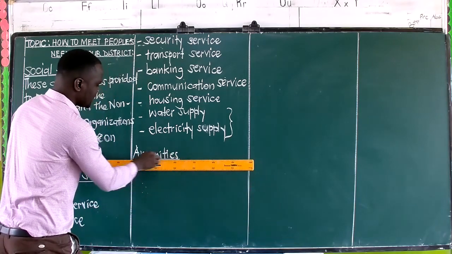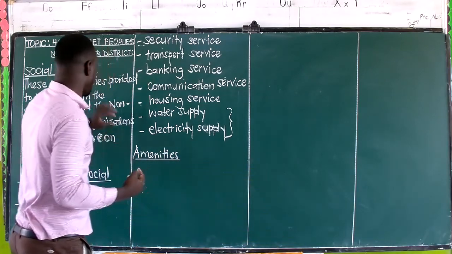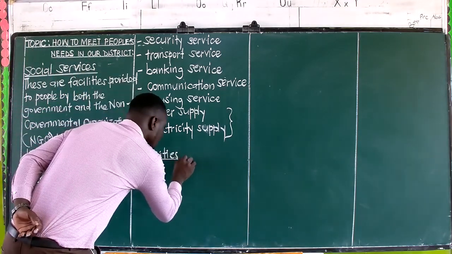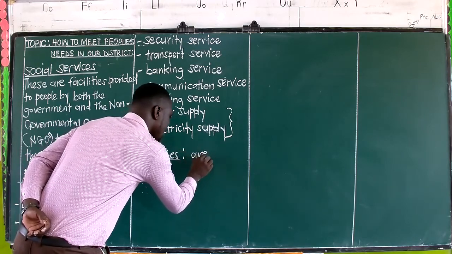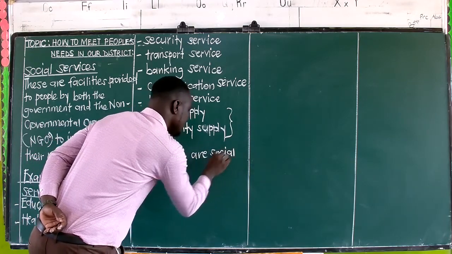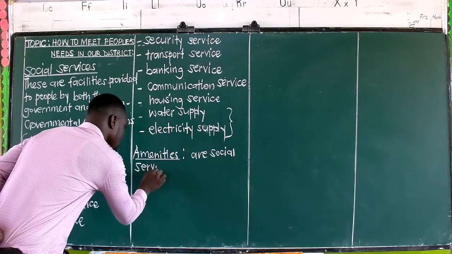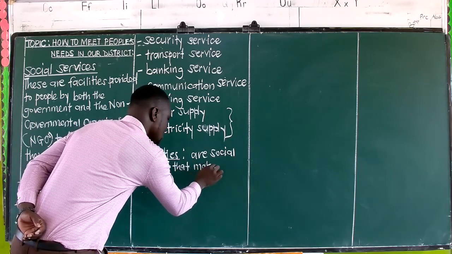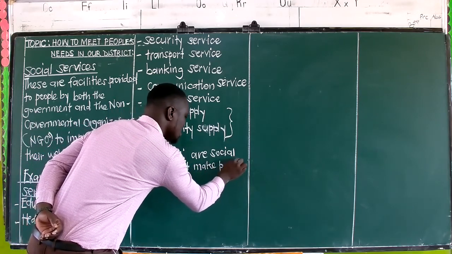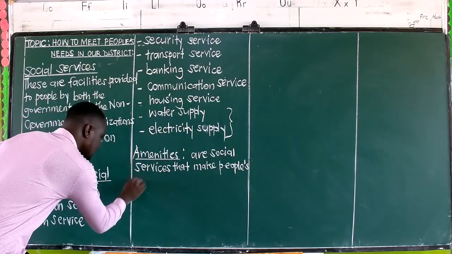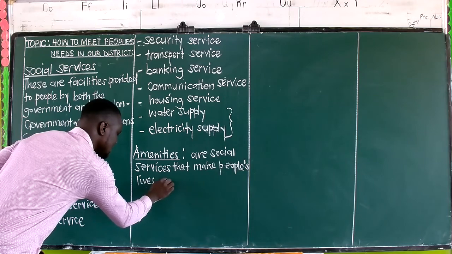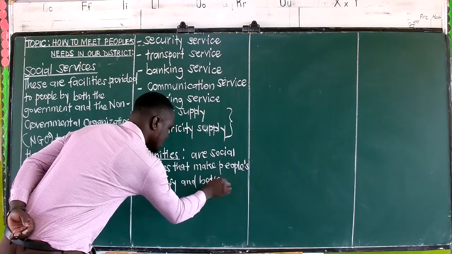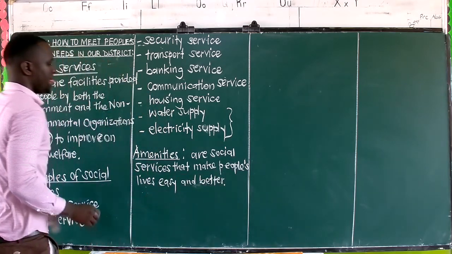Now, how do we define amenities? Amenities are the social services that make people's lives easy and better. So we can say amenities are social services. These are the social services that make people's lives easy and better. That is how we are going to define amenities.